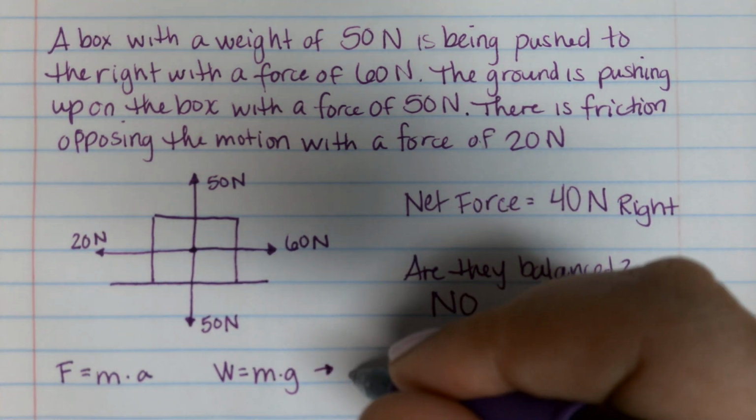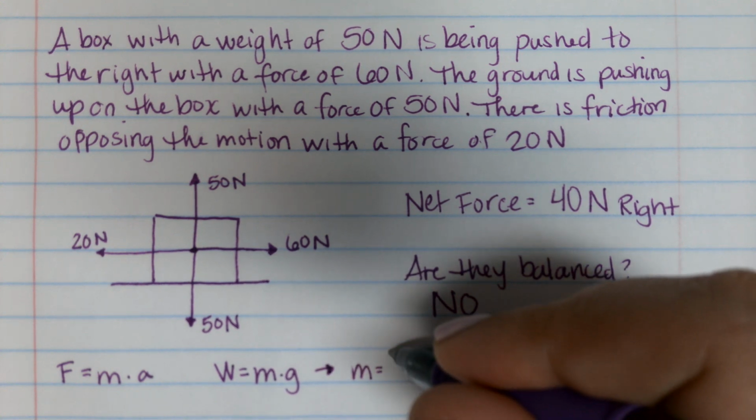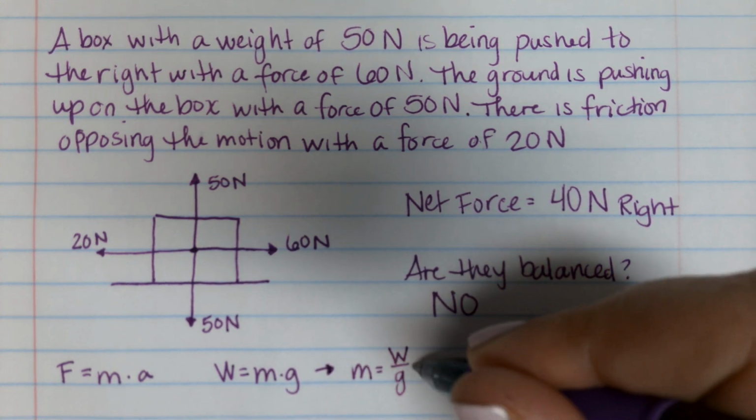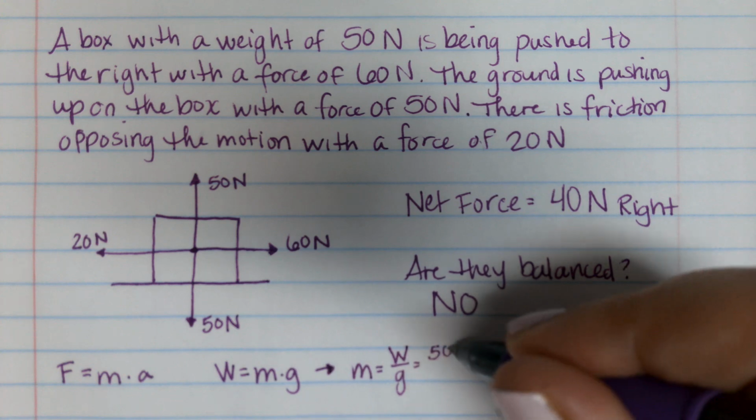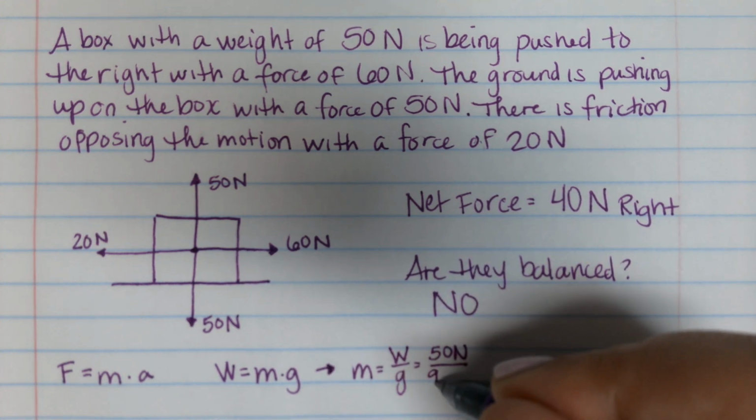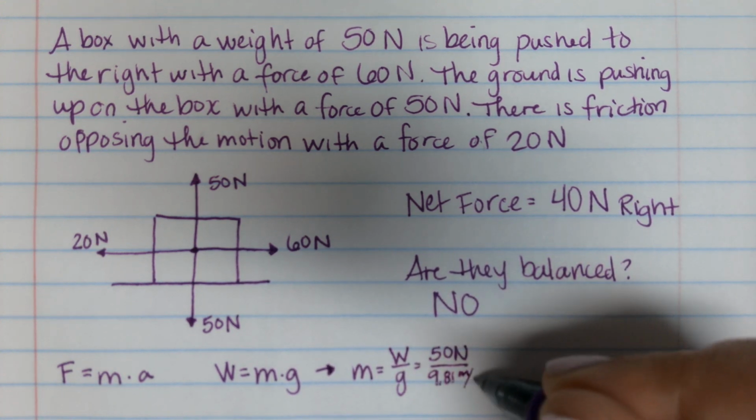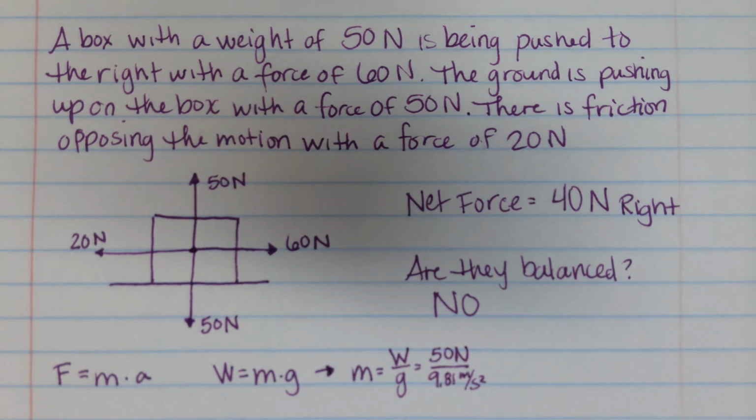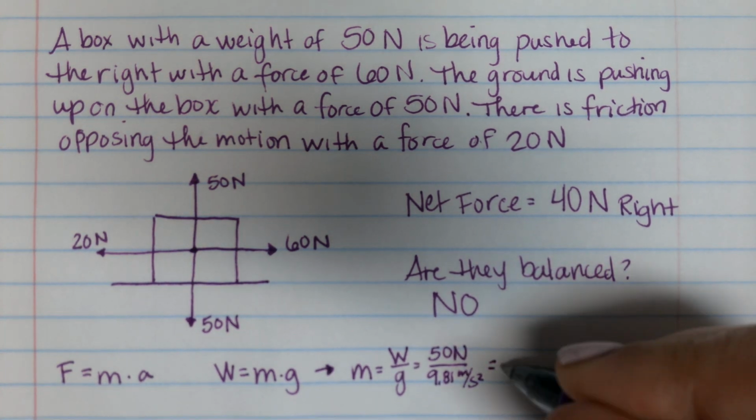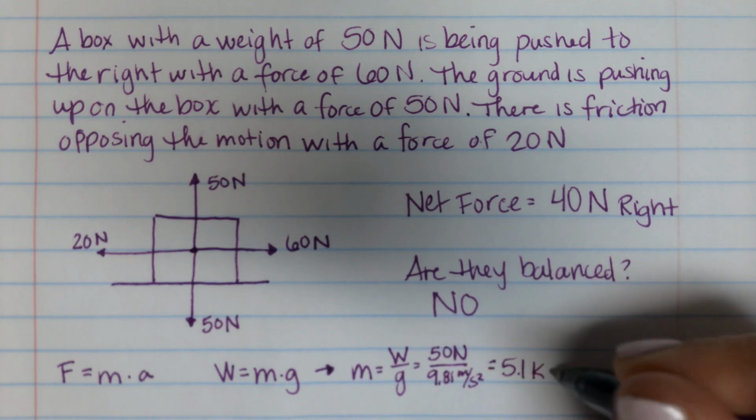So we have mass being equal to weight divided by gravity, which would be 50 newtons divided by 9.81 meters per second squared. And we can calculate that and get a value. So if you divide 50 and 9.81, we get a value of 5.1 kilograms.